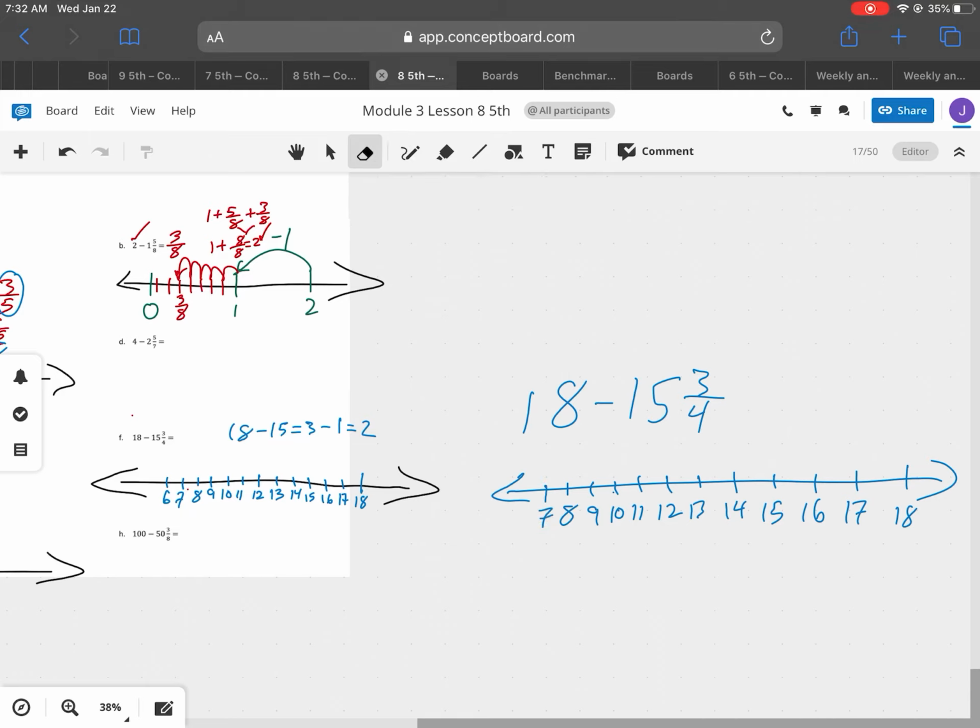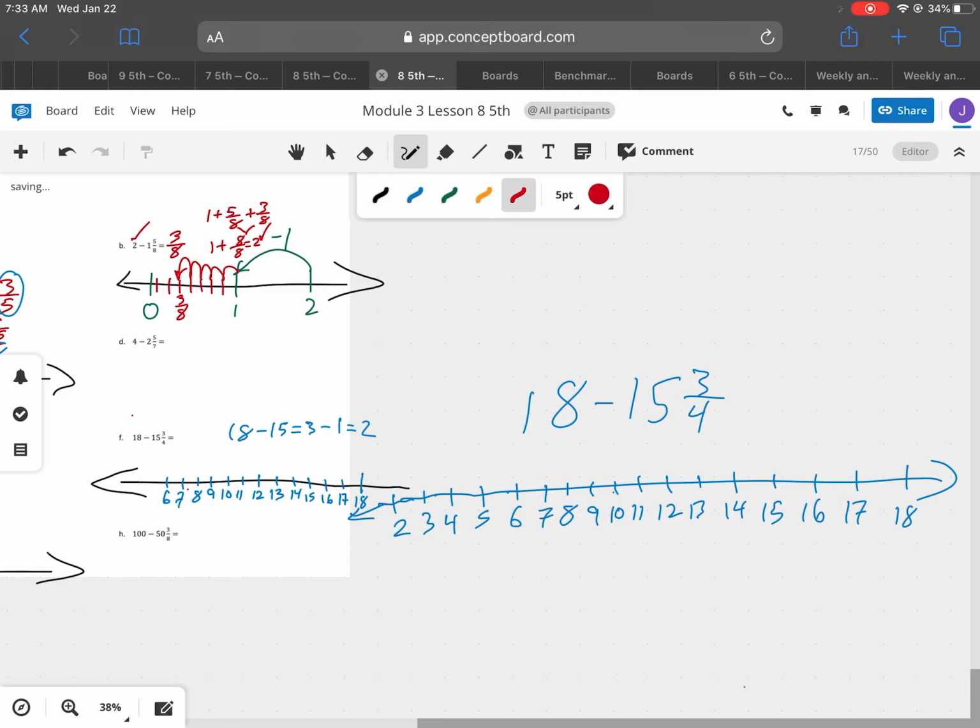Again, I got stuck here, but this time I can erase. Give myself a little more room. Then I have 6, 5, 4, 3, 2. All right, I can stop at the 2.